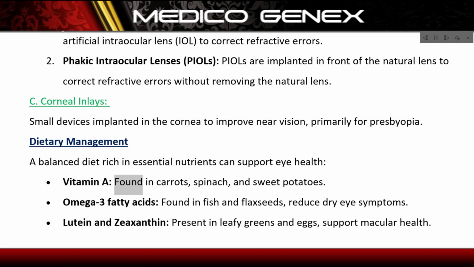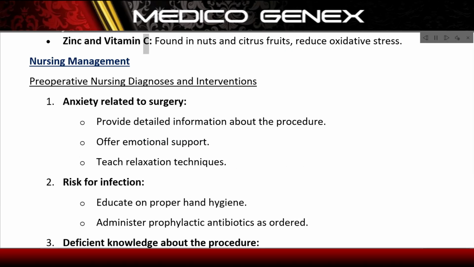Vitamin A, found in carrots, spinach, and sweet potatoes. Omega-3 fatty acids, found in fish and flax seeds, reduce dry eye symptoms. Lutein and zeaxanthin, present in leafy greens and eggs, support macular health. Zinc and vitamin C, found in nuts and citrus fruits, reduce oxidative stress.